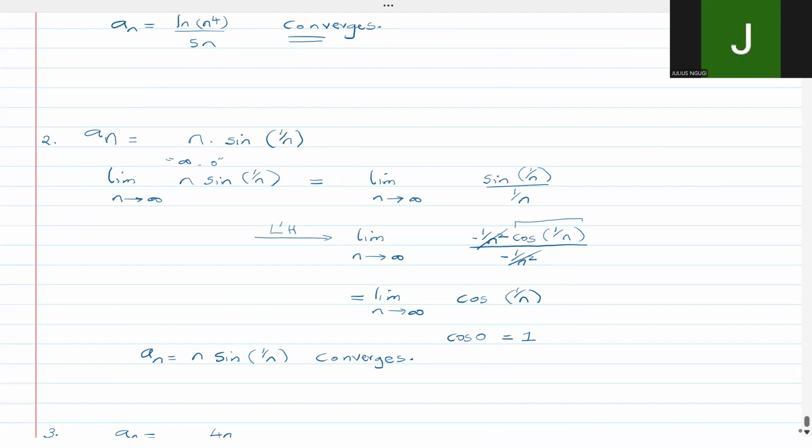But we know as n becomes bigger, 1 over n goes to 0. So we have cosine of 0, which equals 1. That means, again, that the sequence a_n, which equals n multiplied by sine of 1 over n, converges because you are getting a number.